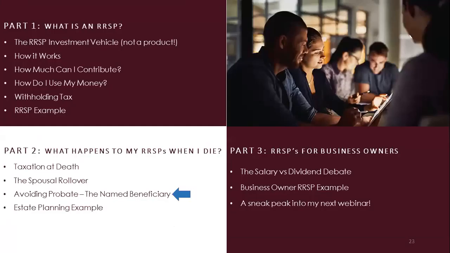The next slide looks at how you can avoid paying probate on your RRSPs when you die by naming a beneficiary.